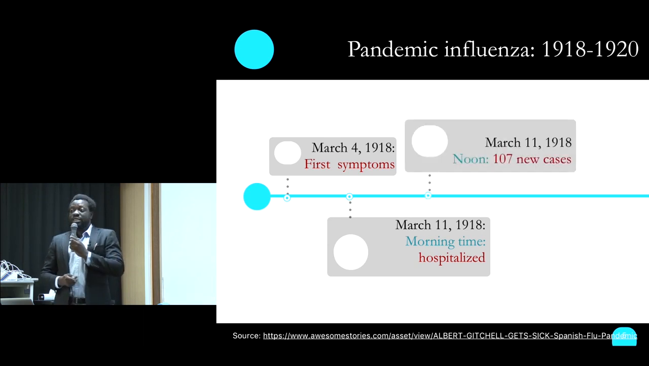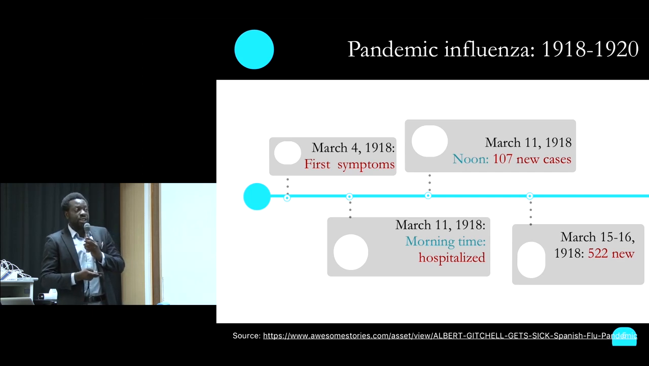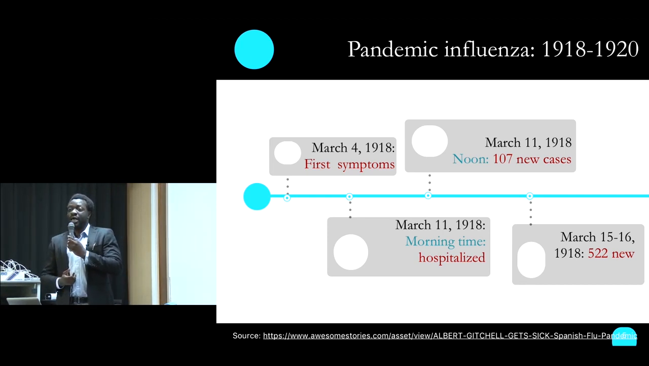And on the same day, at around noontime, around 107 new cases with very similar symptoms were registered in the same hospital. And on March 15, which is about 10 days from March 4, there were around 522 new cases, and some developed very severe pneumonia and died of it.